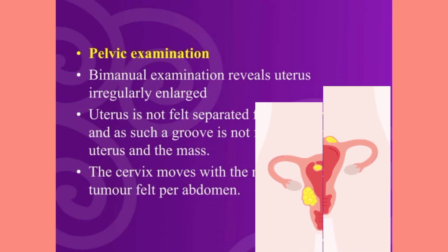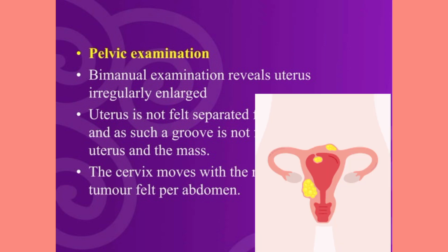Pelvic examination. The bimanual examination reveals the uterus irregularly enlarged, or the uterus is not felt separate from the swelling, and as such a groove is not felt between the uterus and the mass, and the cervix moves with the movement of the tumor felt per abdomen.